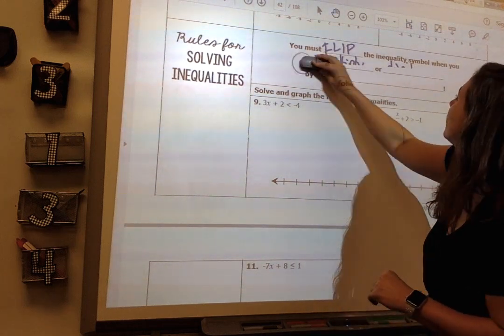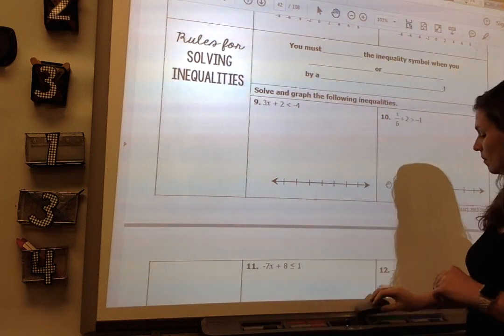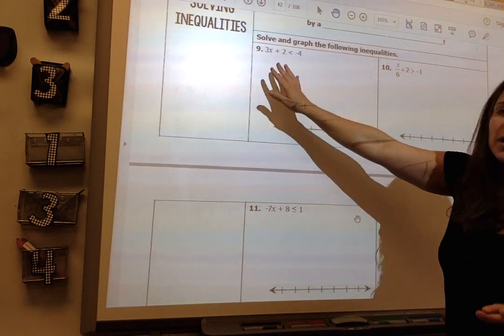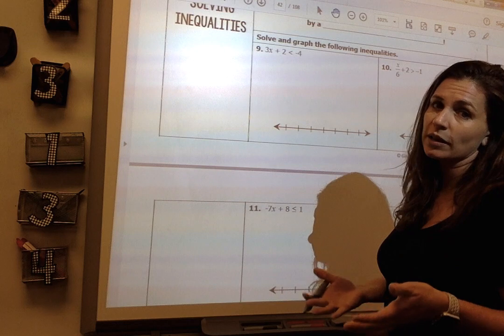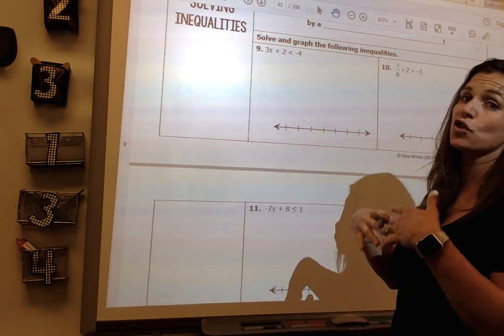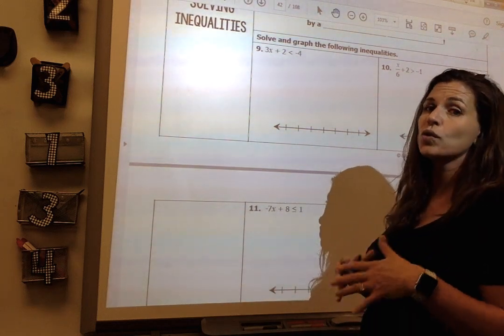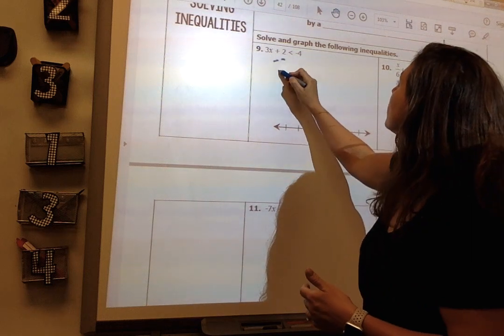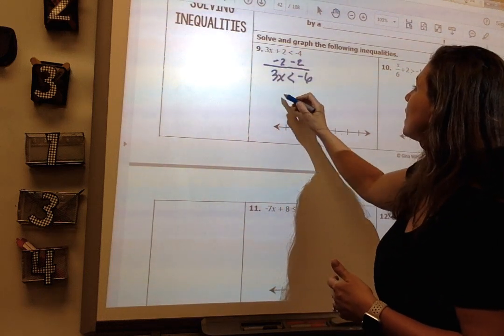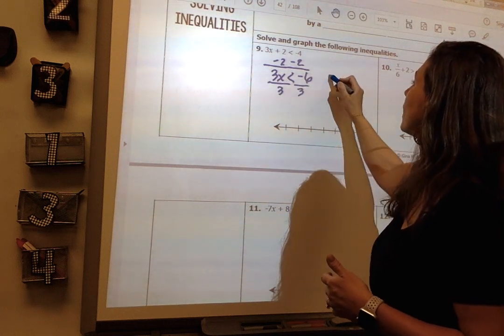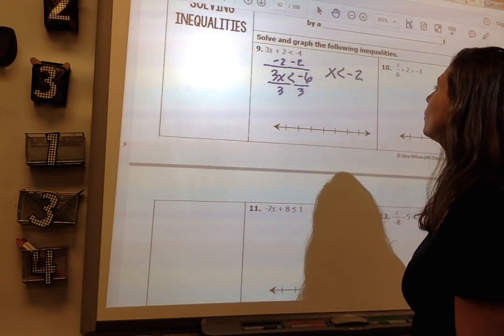All right, so now let's do some practice problems. Number 9, I already know I'm not gonna have to flip because my variable term is positive. So I'm going to go through the process just like we do on 1- and 2-step equations. It's using that additive inverse. It's using that multiplicative inverse. So I'm going to subtract 2 on both sides. 3x is less than negative 6. Divide both sides by 3, and x is less than negative 2.